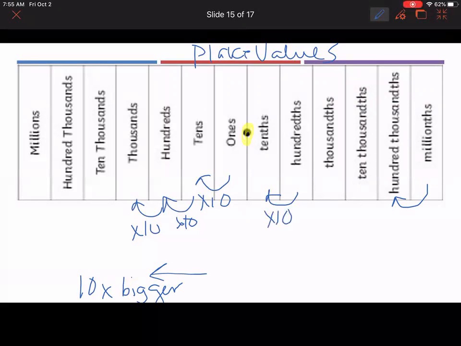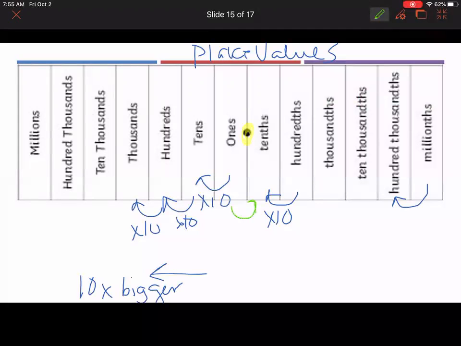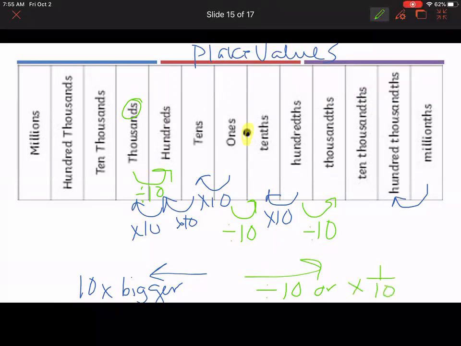We're 10 times bigger. But when we move right, ones to tenths, we get 10 times smaller, or divide by 10. Likewise, thousands to hundreds. No TH here, so it's not the decimal point. But when you go right, we divide by 10, or you're multiplying by 1/10. It's 1/10 the size. And so that's a really important relationship to understand. And this is that multiplicative relationship. Place values have this multiplicative relationship.